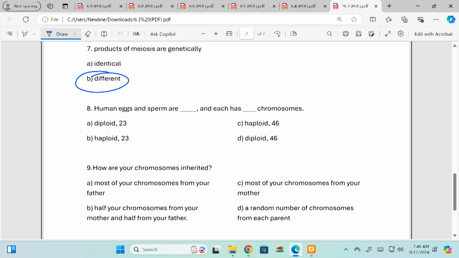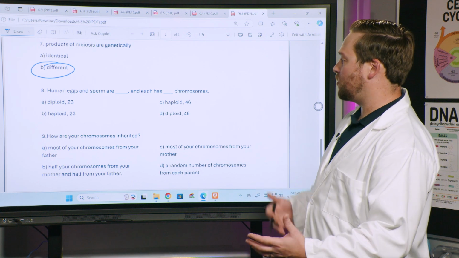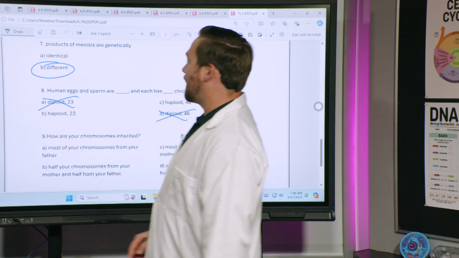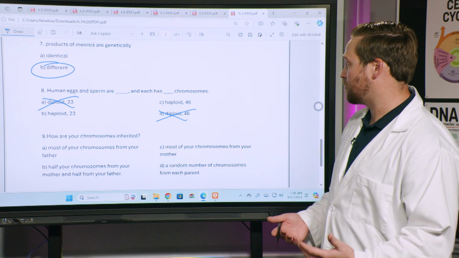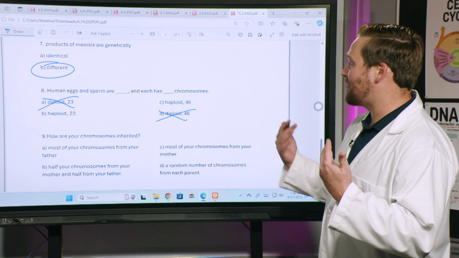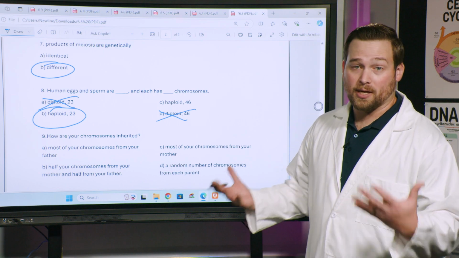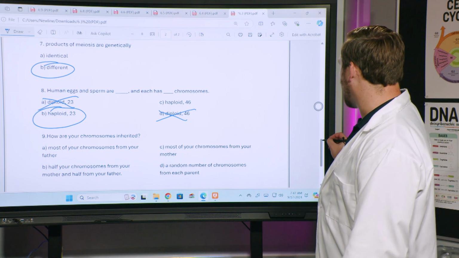All right, 8 says human eggs and sperm are blank and each has blank chromosomes. So what word do we use to describe gametes and sex cells? Are gametes and sex cells diploid or are they haploid? Well, they're haploid. So I know that these can't be right, okay? And if they're haploid, are they going to have the full set of chromosomes or half the number of chromosomes that they're supposed to? Well, to me, I remember it haploid and half kind of sound alike. So they're supposed to have half the number of chromosomes. Humans have 46, and so that means egg and sperm are only 23 each, okay? But when they come together, that's how we get a zygote with 46 chromosomes. All right, we just got a couple left. Y'all hang in there with me.